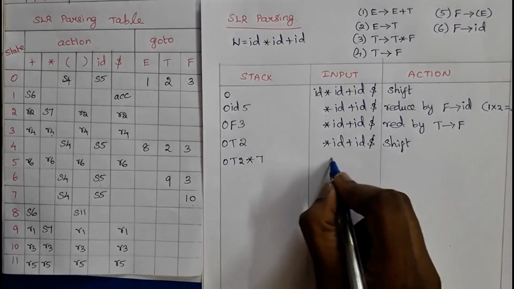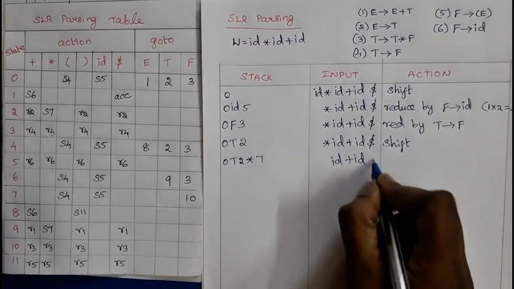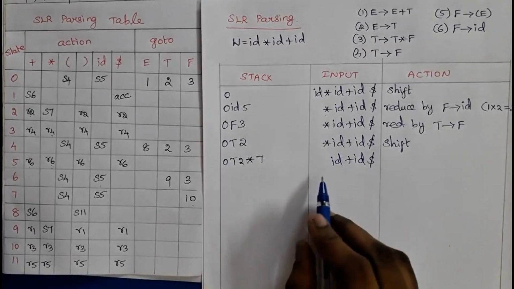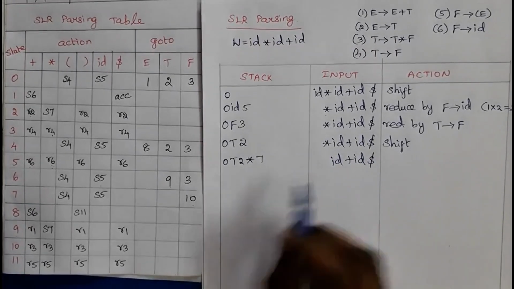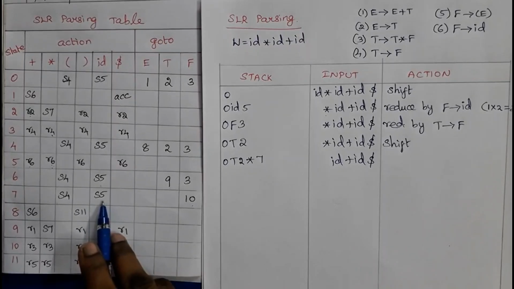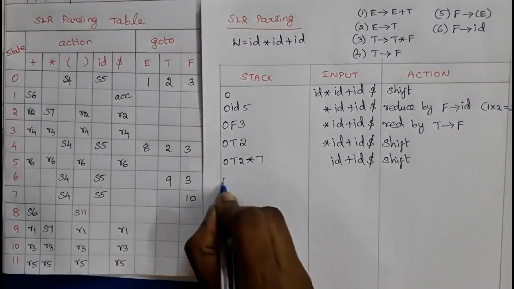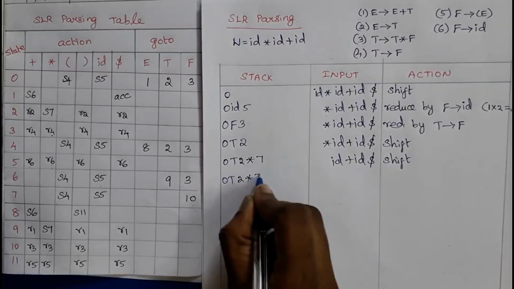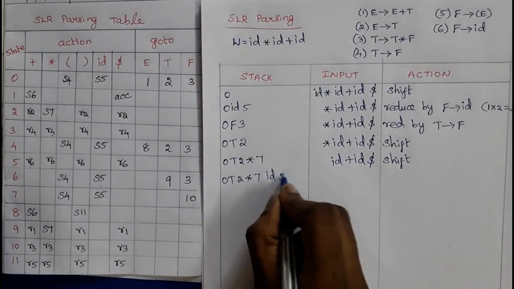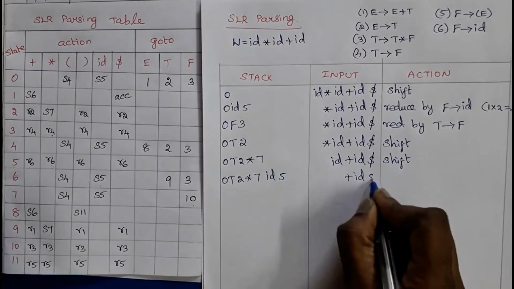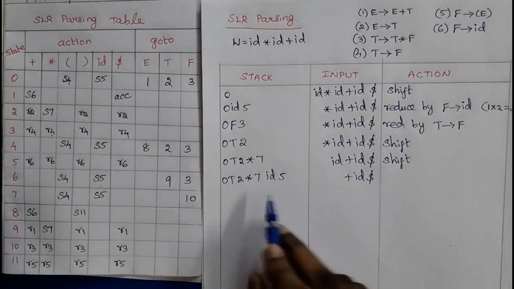Now advance the input pointer to the next input symbol. That means remove the star from the input buffer. Then 7 and ID. 7 and ID is S5. So shift 5. 5 means ID and 5 must be pushed onto the stack. Advance the input pointer to the next input symbol.